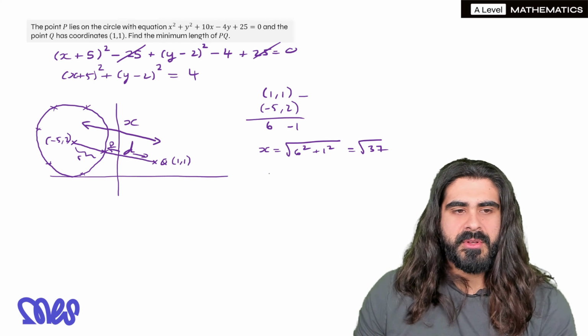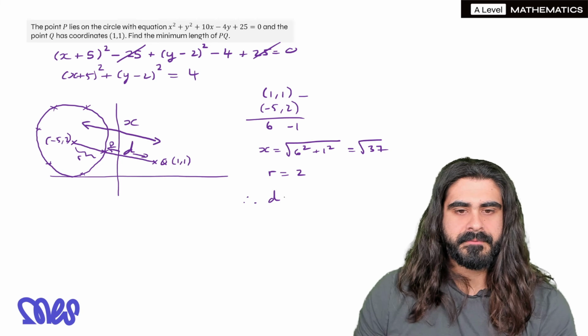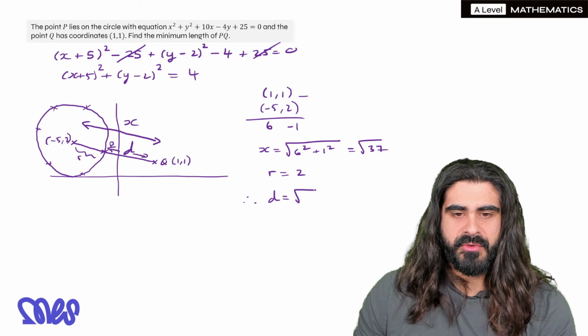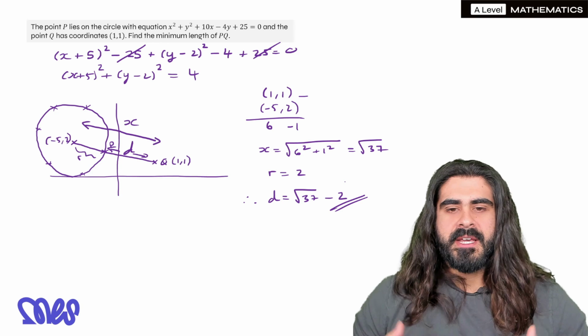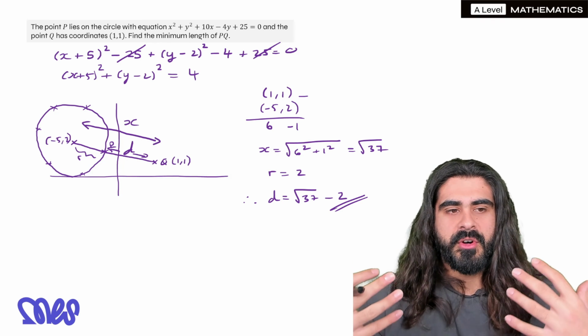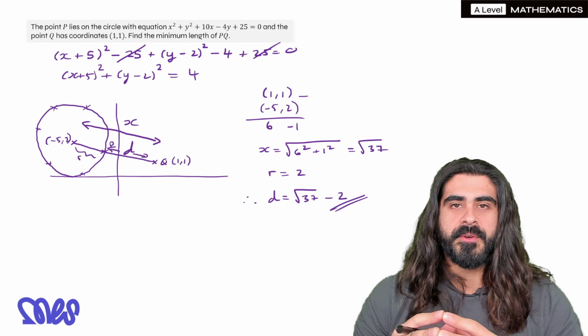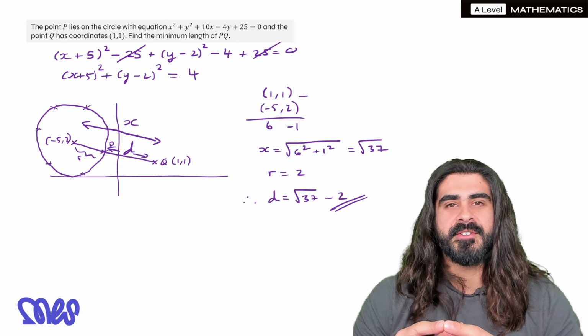Then what's the radius? Well, the radius we know is 2. Therefore, D, which is the shortest distance between P and Q, is just root 37 minus 2, and you can leave your answer like that. So here's a summary of equations of circles, and we've applied it to different situations and done an exam question as well. Stay tuned for the next episode where we're going to look at perpendicular bisectors as well.